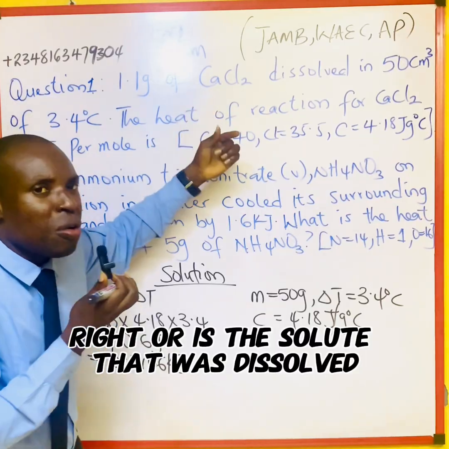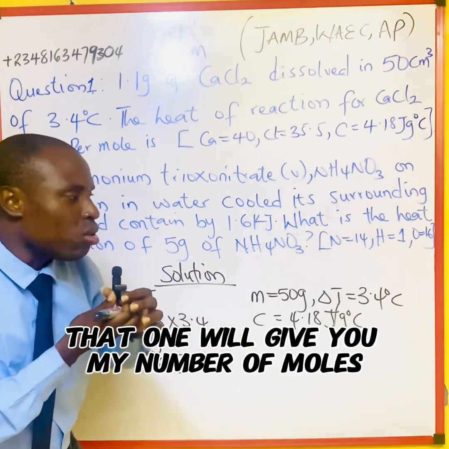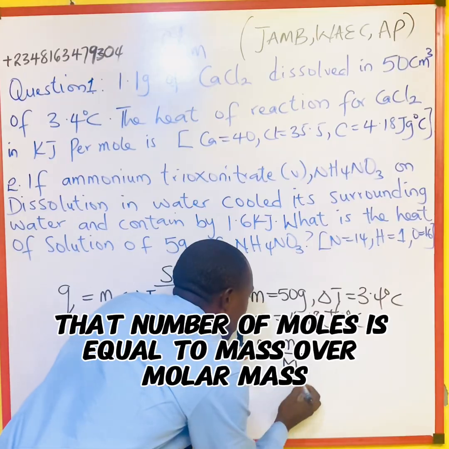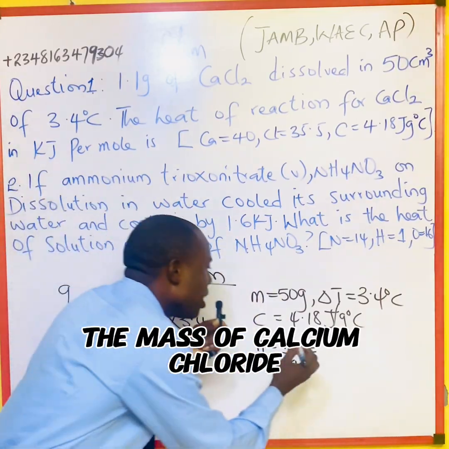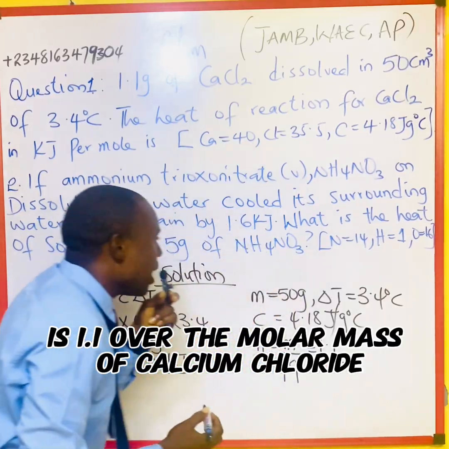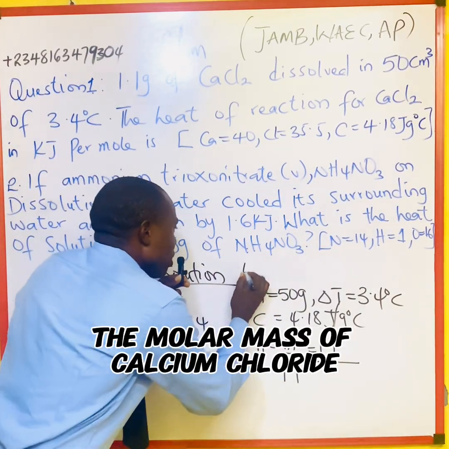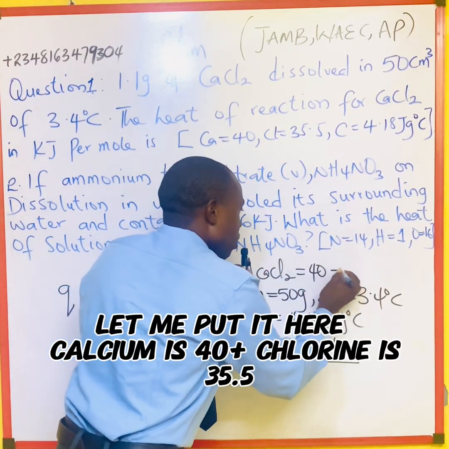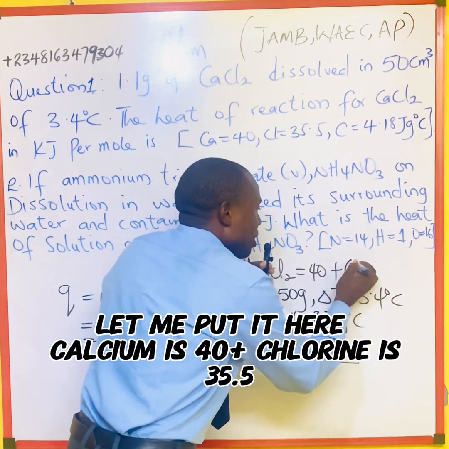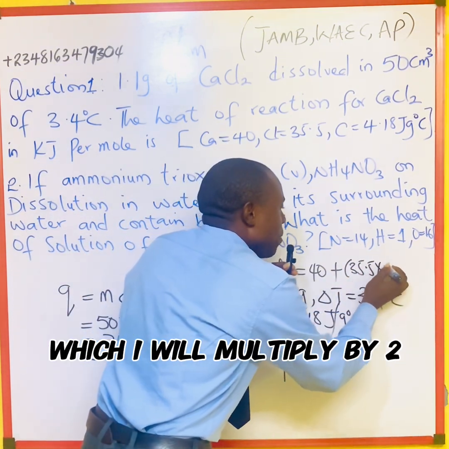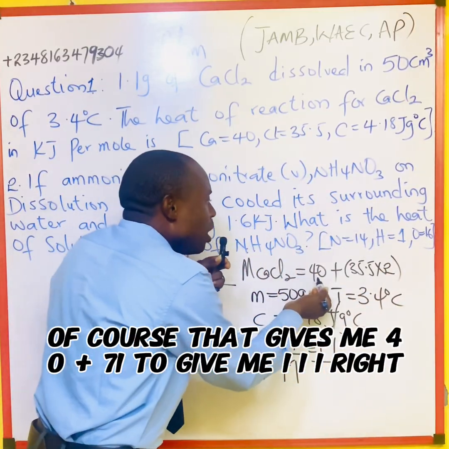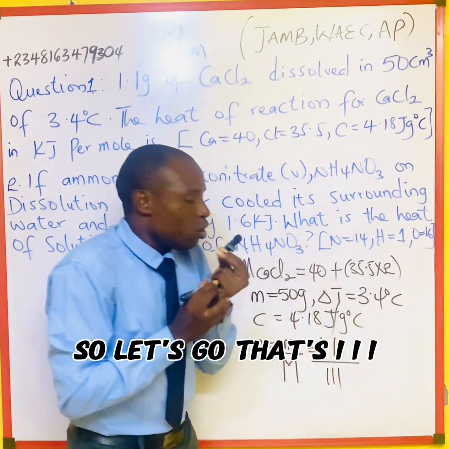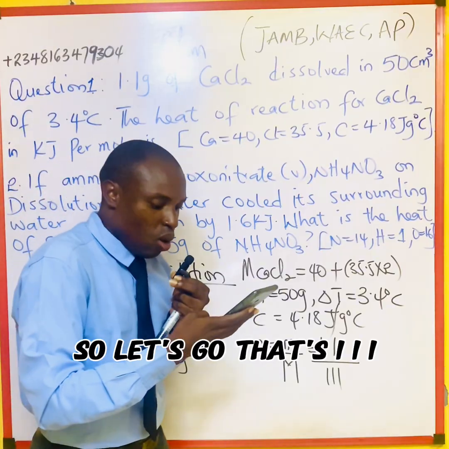Now, the last step that should give me my answer is the compound, or the solute that was dissolved. That one will give me my number of moles. Remember that number of moles is equal to mass over molar mass. The mass of calcium chloride is 1.1 over the molar mass of calcium chloride. The molar mass of calcium chloride, let me put it here: calcium is 40 plus chlorine is 35.5, which I will multiply by 2. Of course, here it gives me 40 plus 71 to give me 111, right? So let's go with 111.